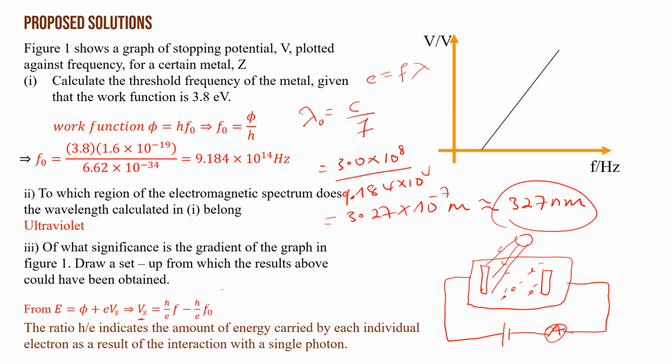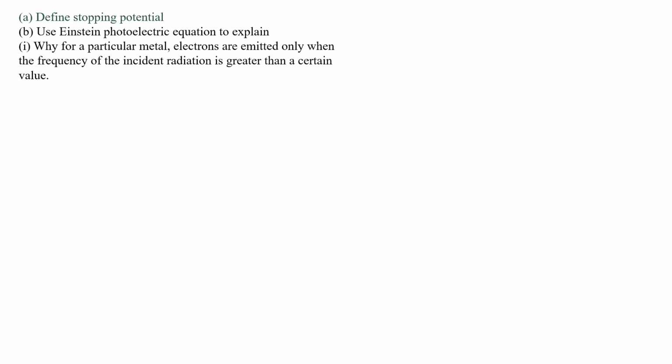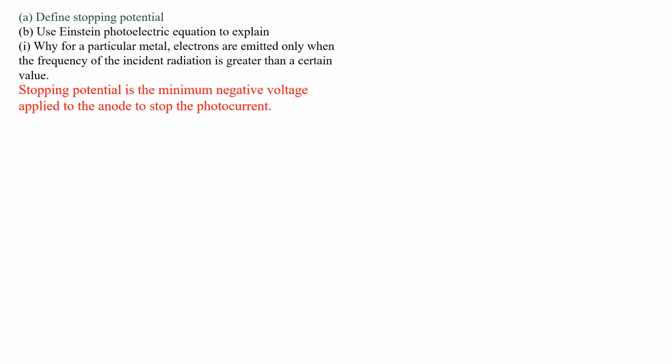Let's move to the next. The next question says, what is stopping potential? And use Einstein's photoelectric equation to explain why, for a particular metal, photoelectrons are emitted only when the frequency of the incident radiation is greater than a certain value. So we begin by seeing that stopping potential is the minimum negative voltage applied to the anode to stop photocurrent.